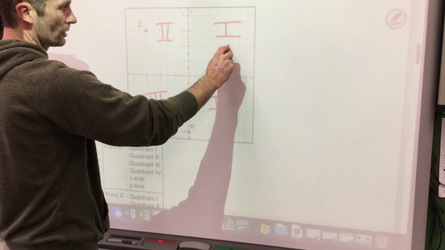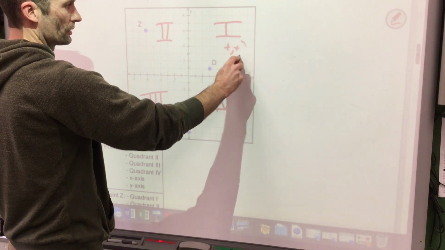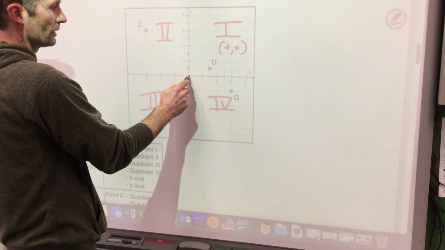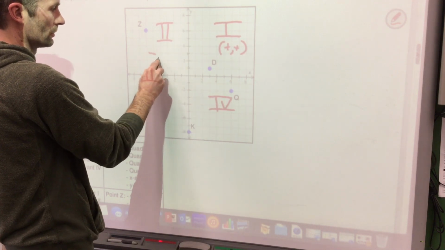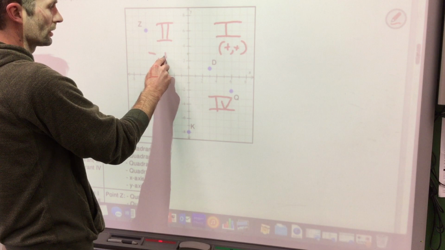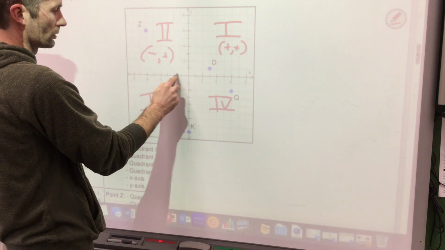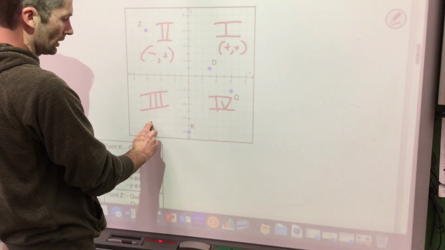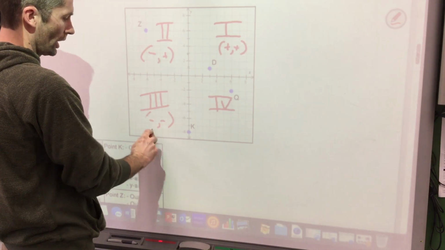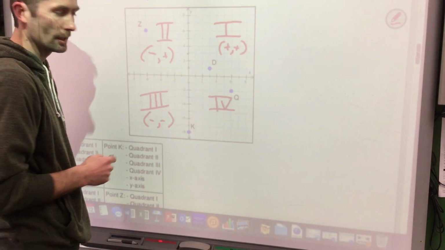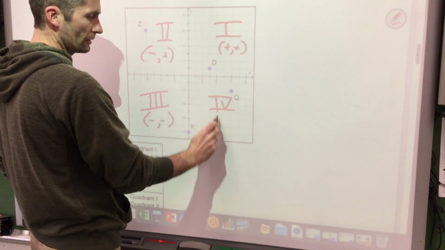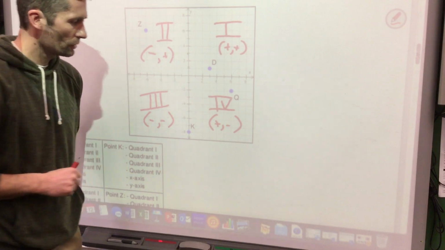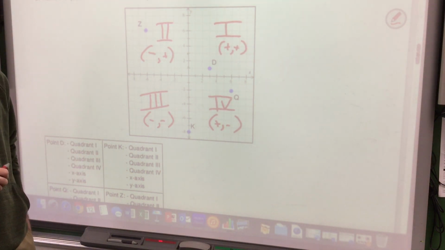All the points in this are going to be positive, positive. It's the one you're used to the most. Positive x, positive y. These are going to have a negative x and then a positive y, because you're going to go negative, positive. Over here we have negative and then a negative. So every point in this quadrant will be like that. Over here they're going to be positive and then negative. Okay. So that's just a brief run through of what your coordinates will be.